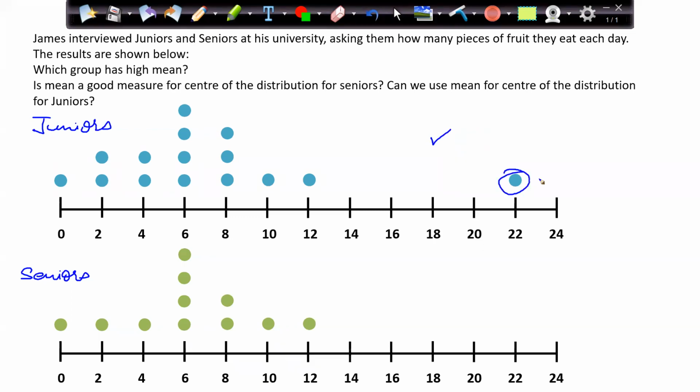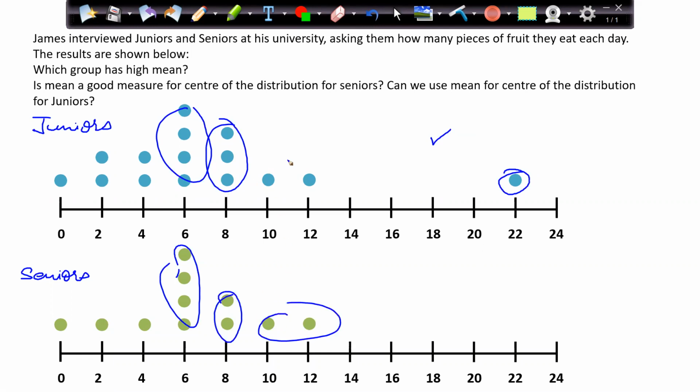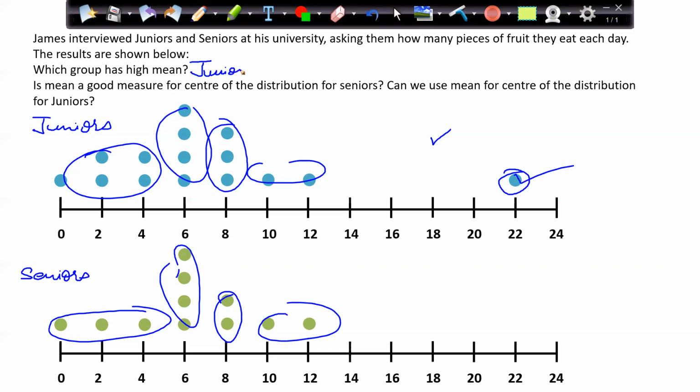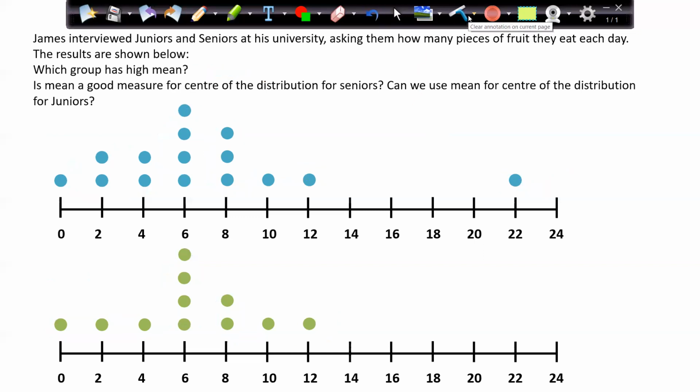That is roughly what I can see, because here I see 4 data points, here also 4, here 3, here 2, and here one each, right? Here I see more data, here I see less data. Maybe it looks like that because of this guy my mean will be higher, by visually understanding it. So we can answer that maybe junior has the higher mean, but let's first check whether it is correct or not. Maybe we are wrong, right?